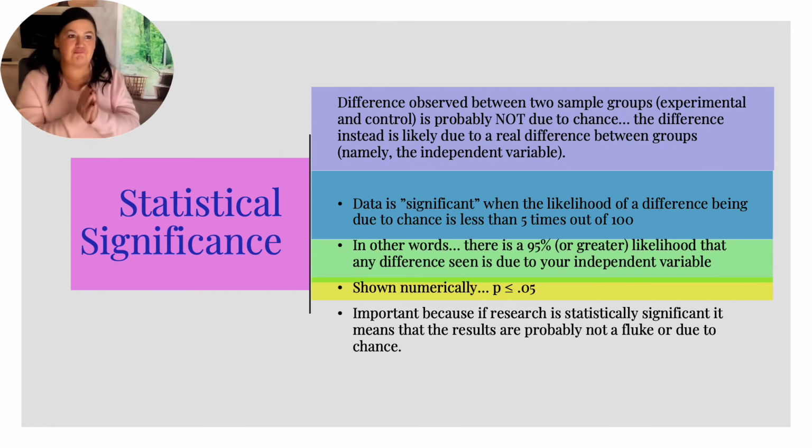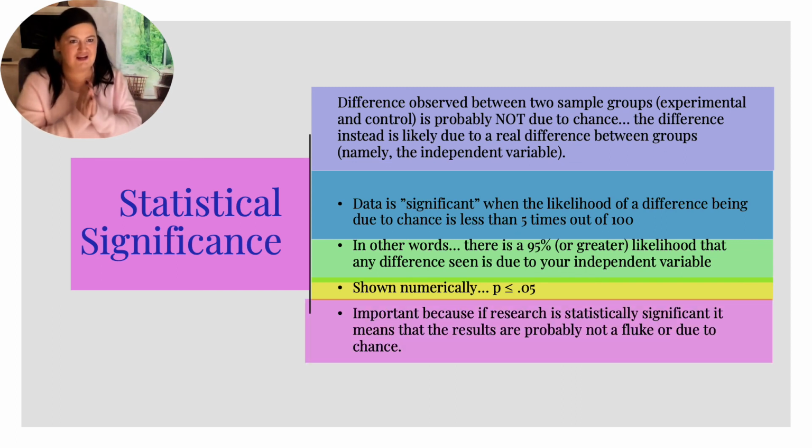This is important because if research is statistically significant, it means that the results are probably not a fluke or due to chance, that you actually have cause and effect, that you actually got something here. And if you don't actually have something, you're not going to publish it in all kinds of articles and magazines and medical journals and be known for all of your research, because it really means nothing at all, right guys? That's what we've got for statistics.